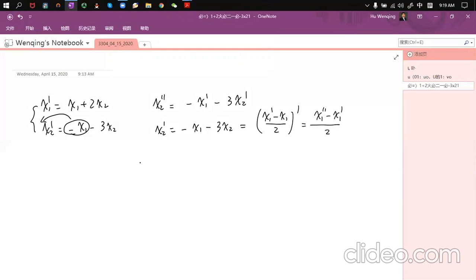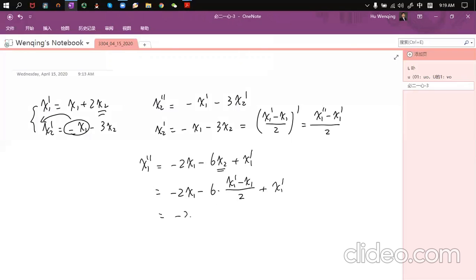So in the end, you get an equation. x1 double prime is equal to minus 2 of x1 minus 6 of x2 and plus x1 prime, right? And then you just need to recalculate the x2 in terms of x1. That's not hard to do. So minus 6 times x2 is x1 prime minus x1 divided by 2, and plus x1 prime. So in the end, this is minus 2 times x1 minus 3 times x1 prime minus x1 plus x1 prime. So this is actually minus 2 times x1 prime. That's the equation for x1 that you finally obtained.